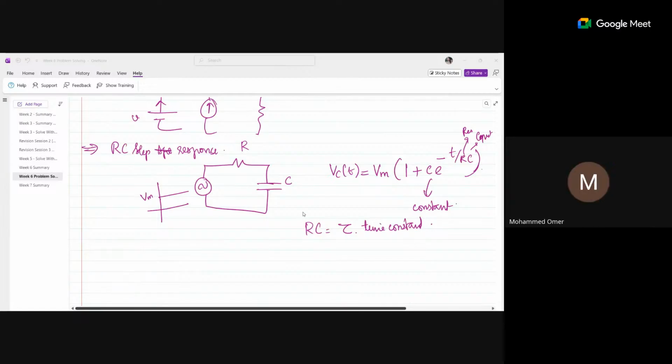If any of you have any doubt, you can ask. If you don't have any doubt, you can leave the session. Okay, so the week 7 summary we will cover in the next class. Ma'am, when you say VC of t, you are talking about the voltage across the capacitor. Yes, the voltage drop across the capacitor.